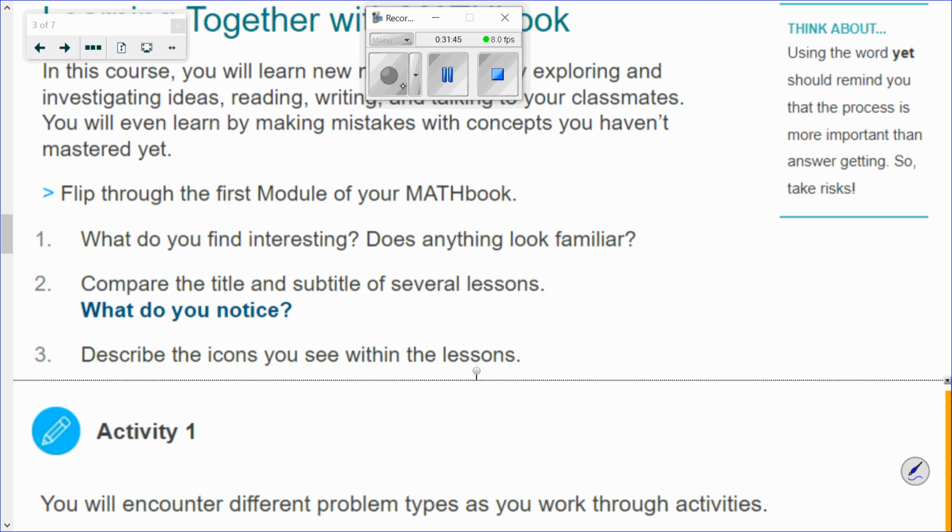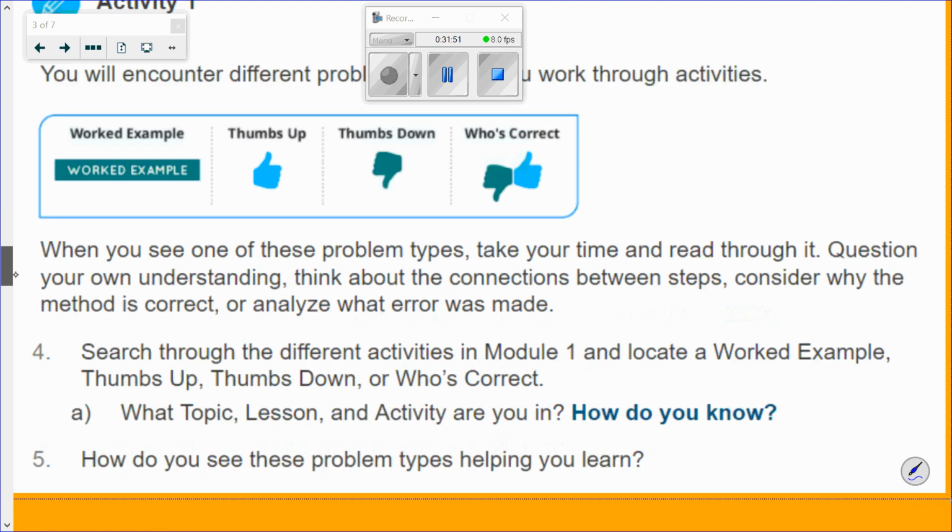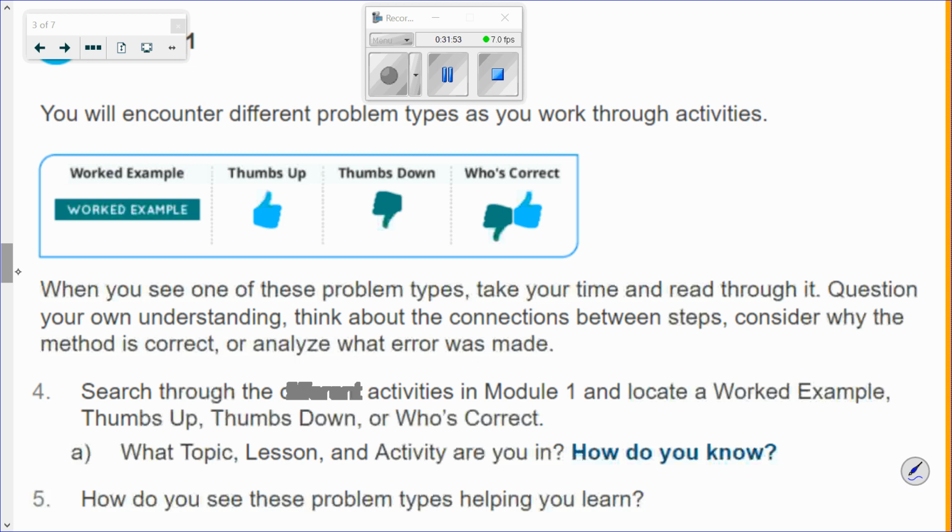Okay, and there are several icons that they use throughout the book. Our next activity deals with some of those icons. That is for the worked example problems. So what you'll see, you can see the thumbs up, thumbs down, or who's correct, one of each. So I want you guys to take a couple minutes, go through the lessons until you find one of these 3, and then take a look at that problem and figure out what's happening in those.